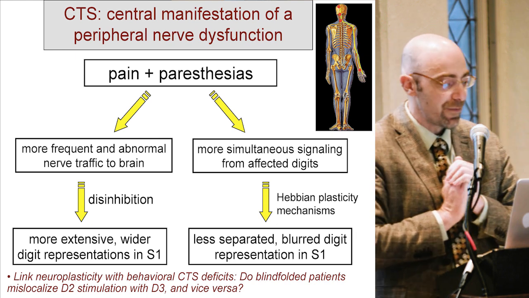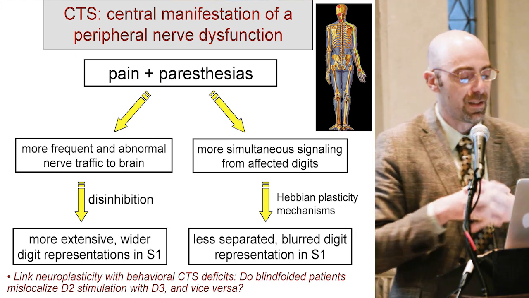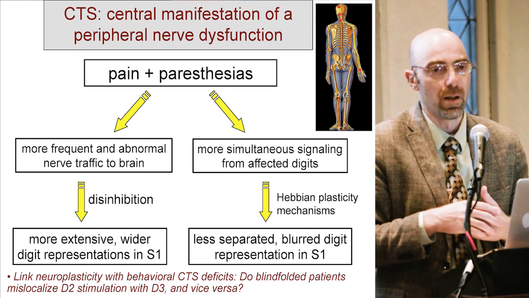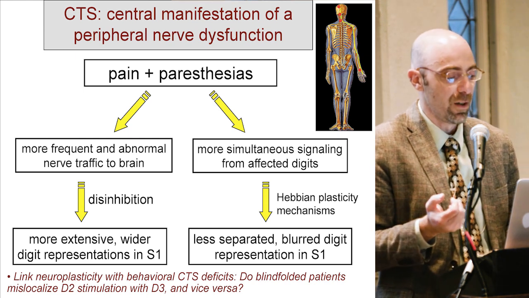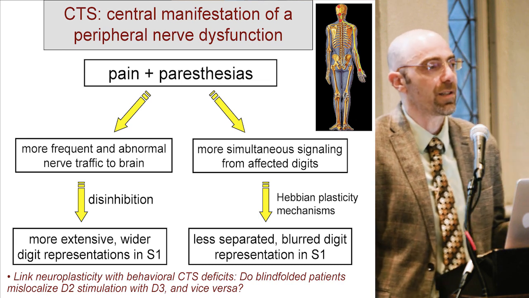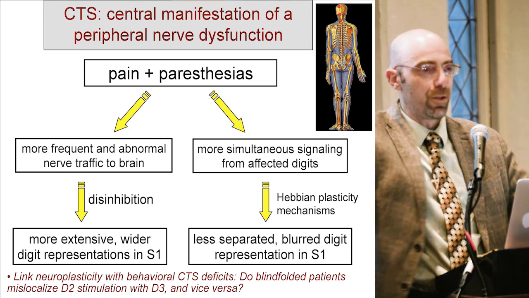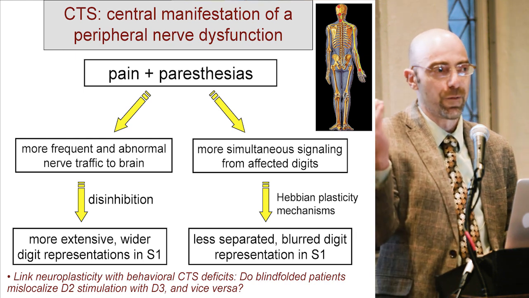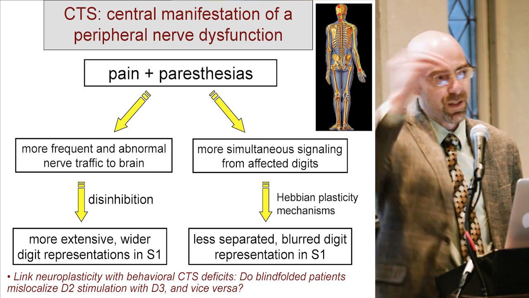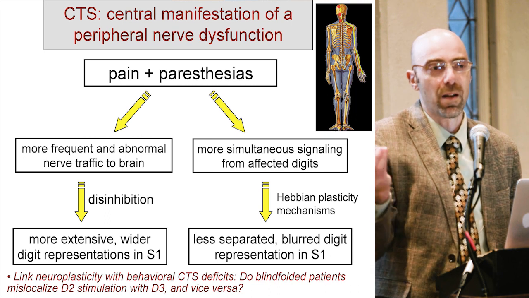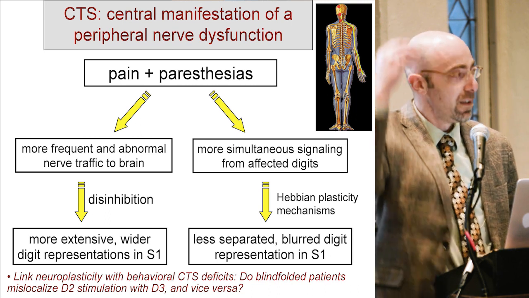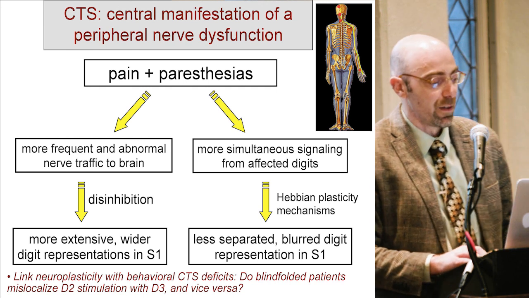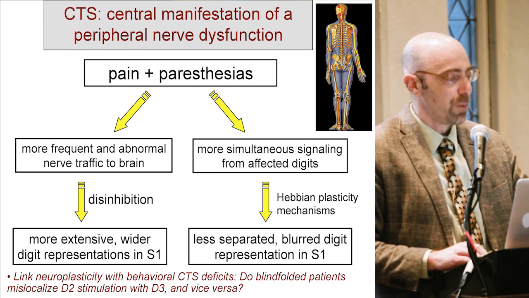And the question that we asked after this study is, can we link this neuroplasticity, this change in brain representations, with behavioral deficits in CTS patients? So, nobody comes into our clinic saying, hey, my digit 2 and digit 3 are too close in my brain, I can't go about life. I mean, they come in because they're suffering from pain and paresthesias. So what is the link between the pain and the paresthesias and what's happening in the brain with this remapping that's happening in S1? And what are the deficits that are resulting from this remapping?